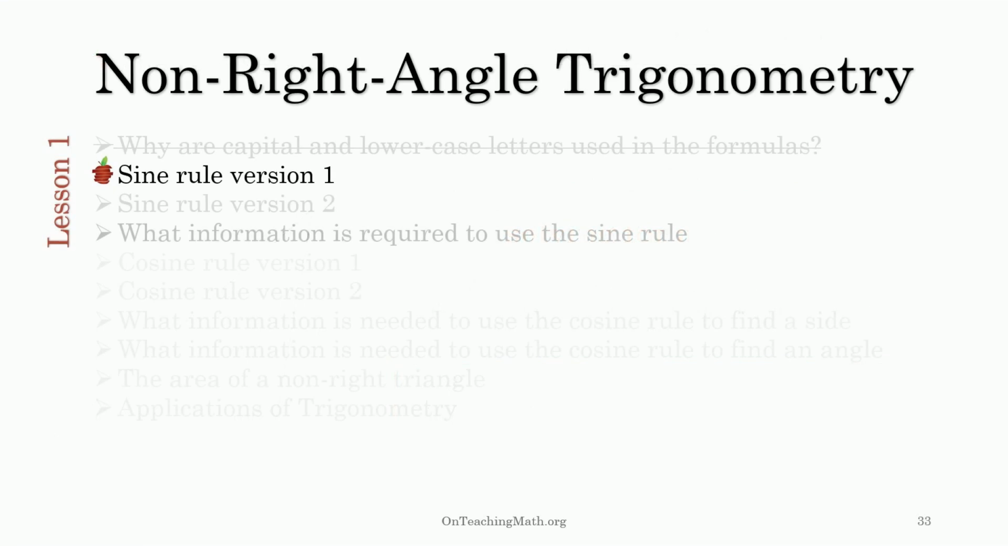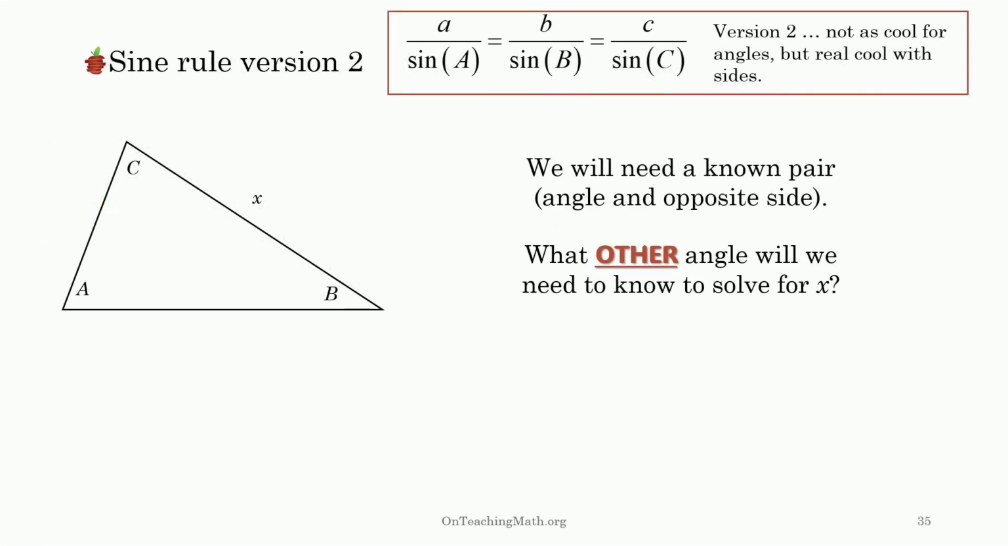We just saw version 1 of the sine rule, so now let's go and dive into version number 2. Version number 2, you just flip it over, basically, right? It's the reciprocal. You have the reciprocal proportion, so the side divided by the sine of the angle, right? So we flip it over, and that's how we do it.